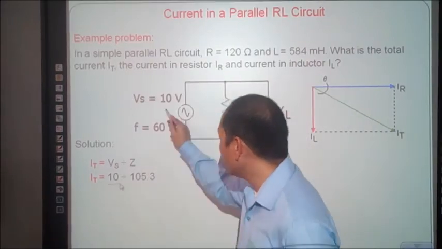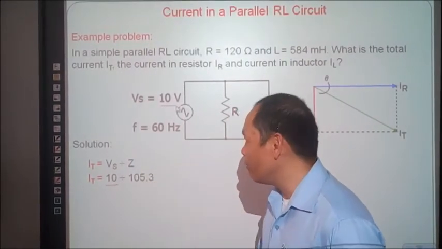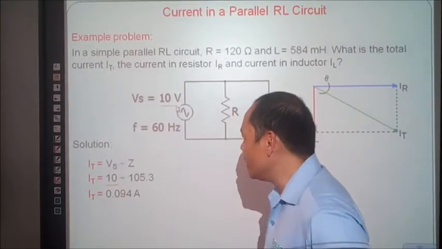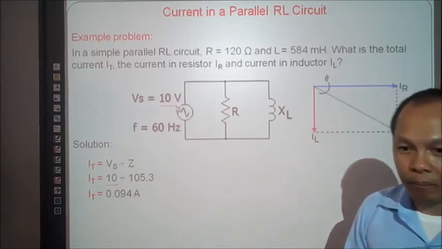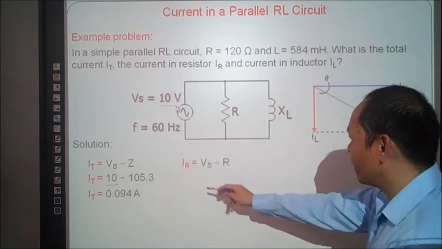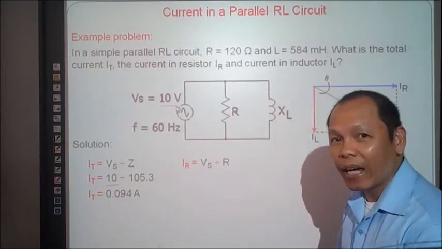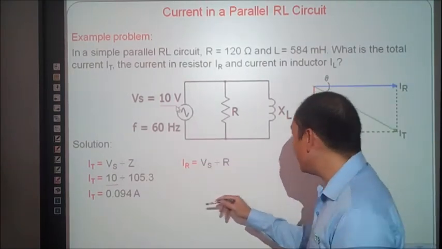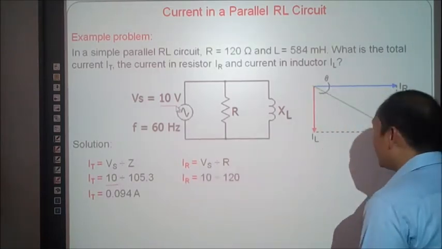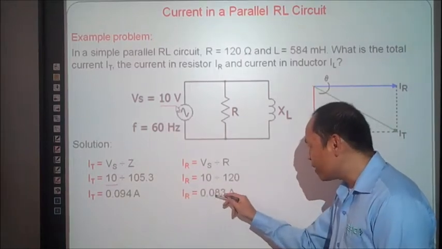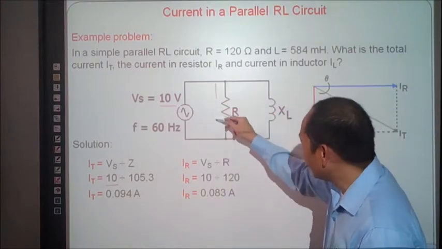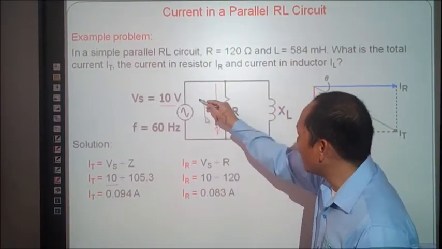The 10 is the Vs and the Z is 105.3. So now IT is equal to 0.094 ampere. Now, what is the value of the resistor current? Substitute the value of Vs, that is 10 divided by 120 ohms. Your IR now is equal to 0.083 ampere. So this is the current here, which is IR.